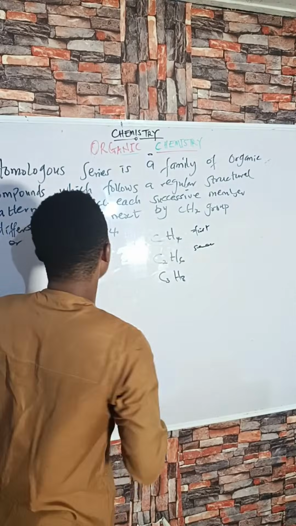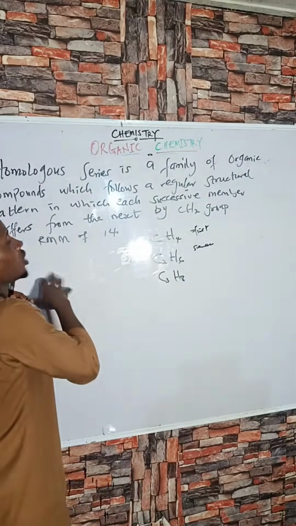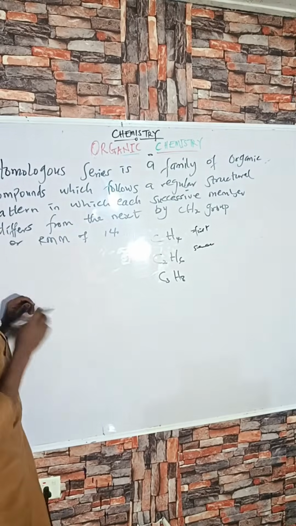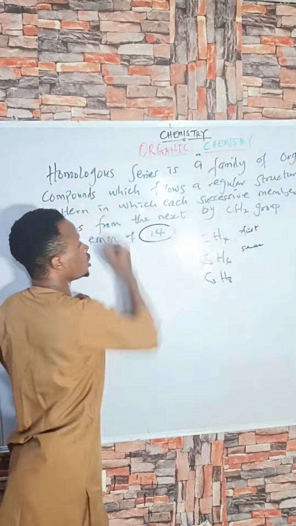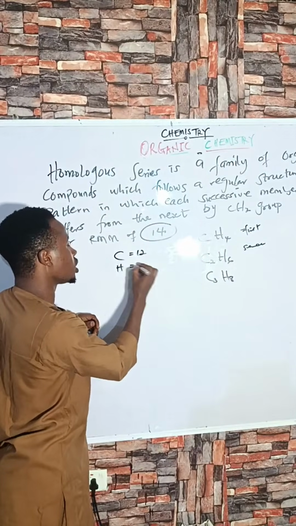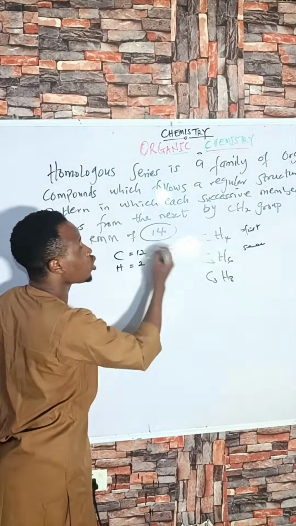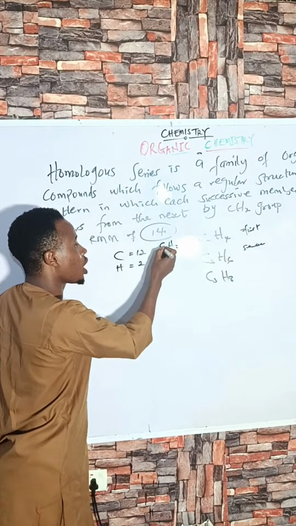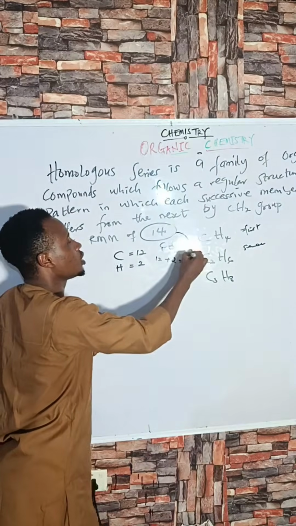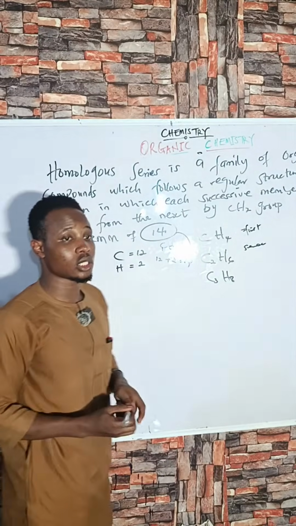CH2 group. Now, the CH2 group, I said, has a relative molecular mass of 14. How did we get this 14? CH2: carbon is equal to 12, hydrogen is equal to 1, but we have 2 of it. So, 12 plus 1 times 2, that's what? 14. That's how we say relative molecular mass of 14.